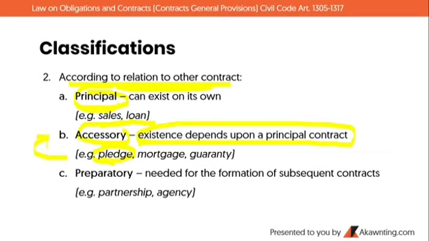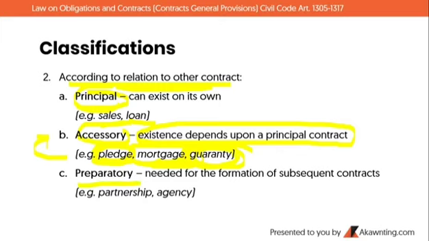Why? Hindi naman pwedeng magkaroon ng contract of pledge kung walang sinisecure na obligation. Kasi usually, ang pledge ay ginagawa siya para ma-secure ang isang obligation such as a contract of loan. Okay? Nagpa-pledge tayo, nagbo-mortgage tayo, nagga-guarantee tayo, usually, merong loan na involved dito. Okay? So, itong mga to, hindi sila pwedeng mag-exist without a principal contract such as a loan. Okay? So, yun yung accessory contract.